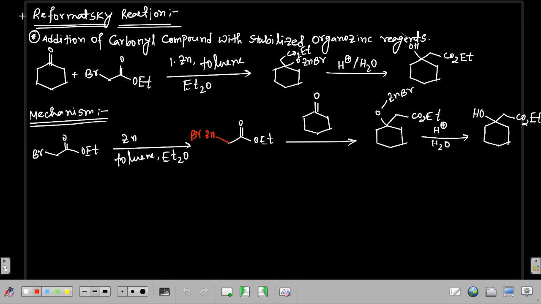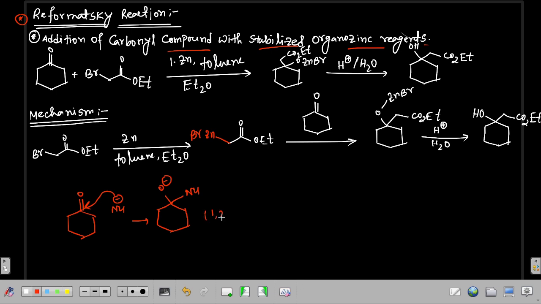Our next reaction is the Reformatsky reaction. It is the addition of a carbonyl compound with stabilized organozinc reagents. If a carbonyl compound is there, and any nucleophile is there, then it will attack and lead to the formation of this tetrahedral intermediate, and this attack is called 1,2 addition.